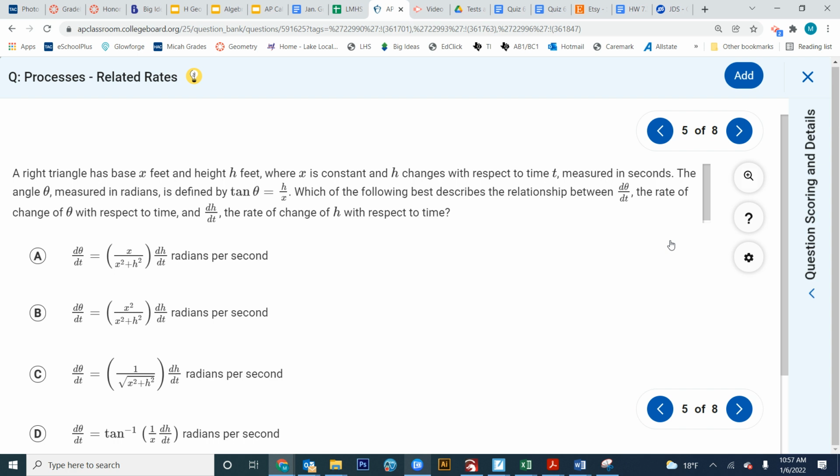X is a constant. What's the derivative of h over x with respect to t? Isn't this 1 over x times h? So isn't it going to be 1 over x times the derivative of h? dh dt. 1 over x dh dt. Yes? This is painful.